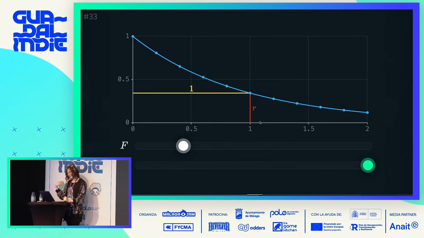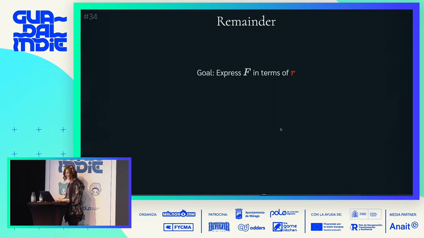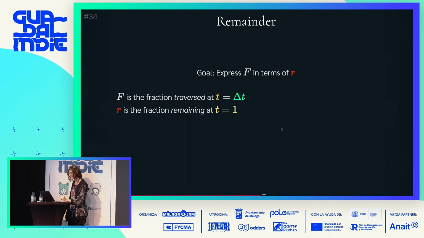So we basically don't care about f anymore. We just dump that, and now our new input value is going to be r. And so now the goal is we want to express f in terms of r. Because f can be whatever it wants to be, as long as it solves our constraint that after 1 second, there should be some specific fraction remaining. So f was the fraction traversed when time is at 1 frame into the future. But r is the fraction remaining when we're 1 second into it.